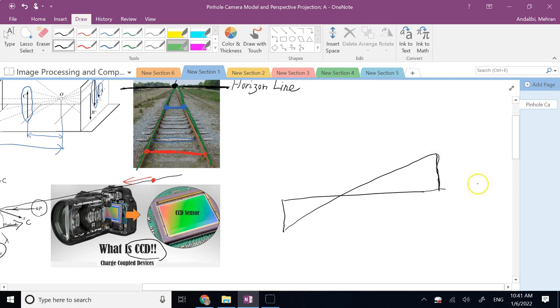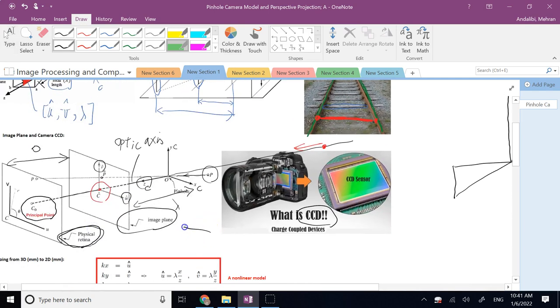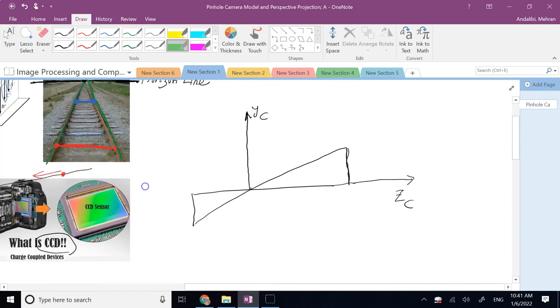this is a view normal to the z-axis. So one axis here is the z-axis, z of c. And this vertical one, let's say, is y of c. Okay, so I'm looking in this direction. So what do I have? This distance from here to here, this guy is z, this distance is y, this distance is lambda, and this distance here is your v hat.